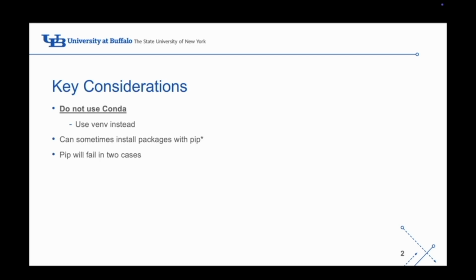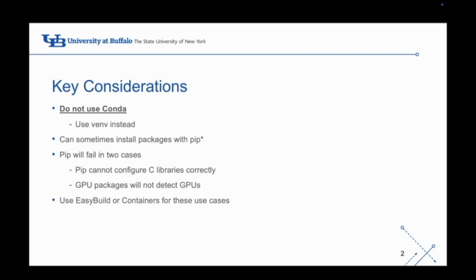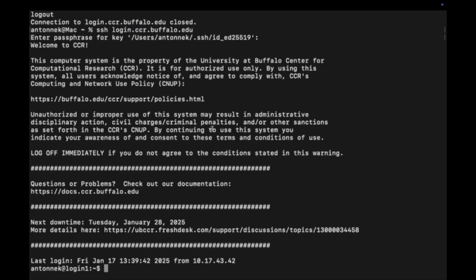However, there are two main cases where pip will fail to install packages correctly. Specifically, packages which rely on C libraries and packages that are GPU-enabled cannot be configured properly using pip. It may not always be clear when your package relies on specific C libraries, so you may run into confusing errors down the line when running your code. Furthermore, with packages like PyTorch or TensorFlow, you will not be able to configure the package to properly detect GPUs on the cluster. In either of these cases, you will need to use either EasyBuild or containers to install your software.